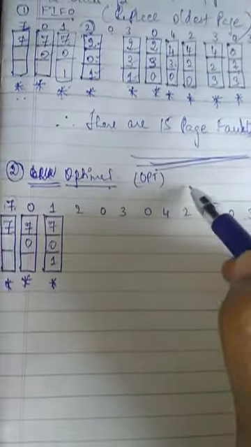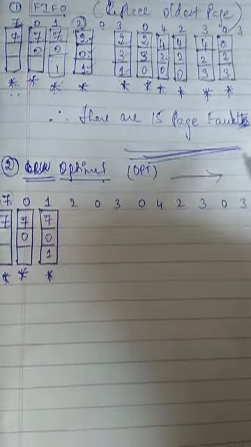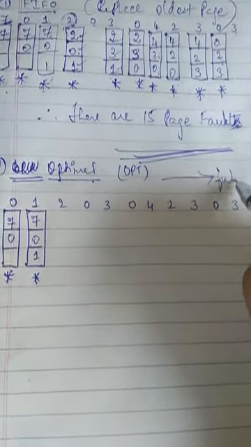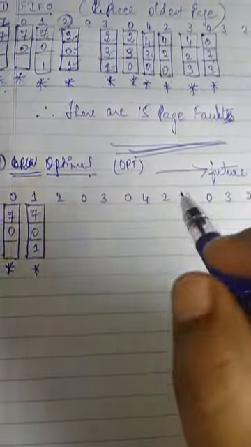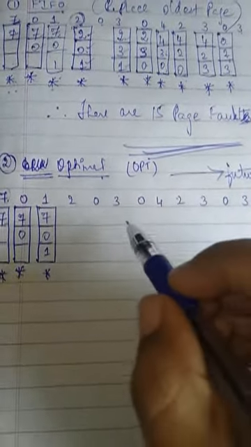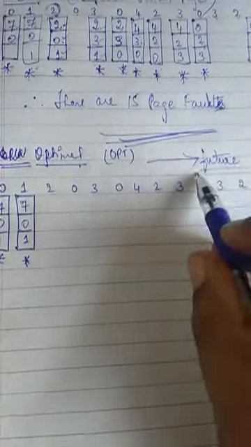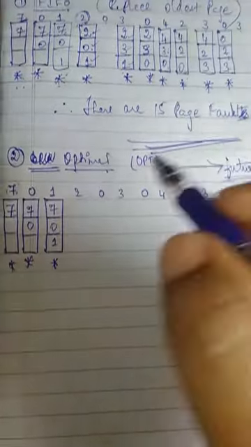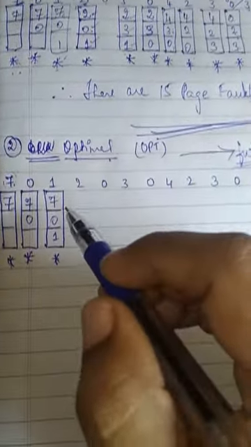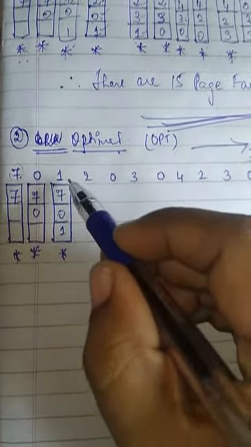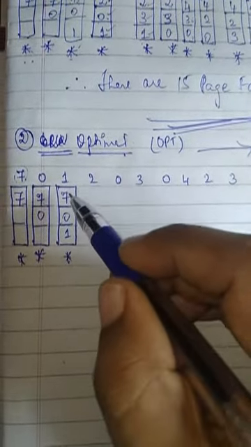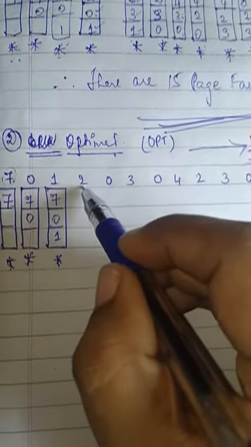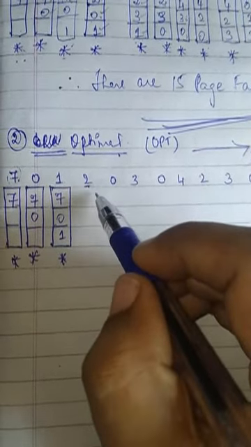In optimal, what we are saying here is replace the page which will not be used for the longest period of time in future. Okay, you have to replace a page which will not be used for the longest period of time in future. So we'll see what is the meaning of that. In your frames you have 7, 0, 1. Now you have to replace a particular page. You want to place this 2, where can you place it?